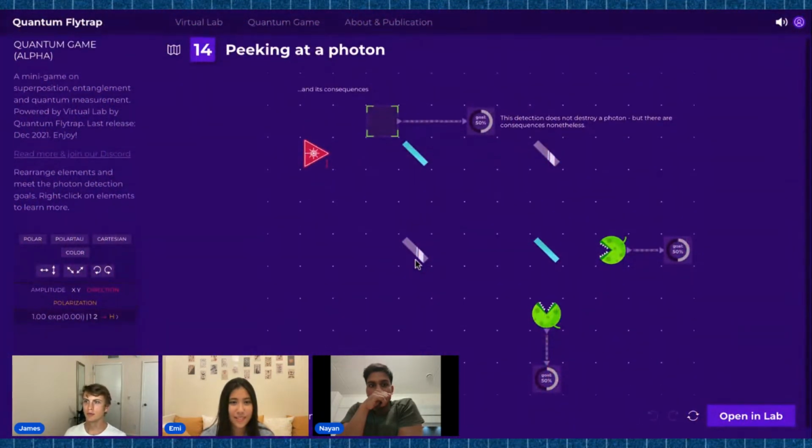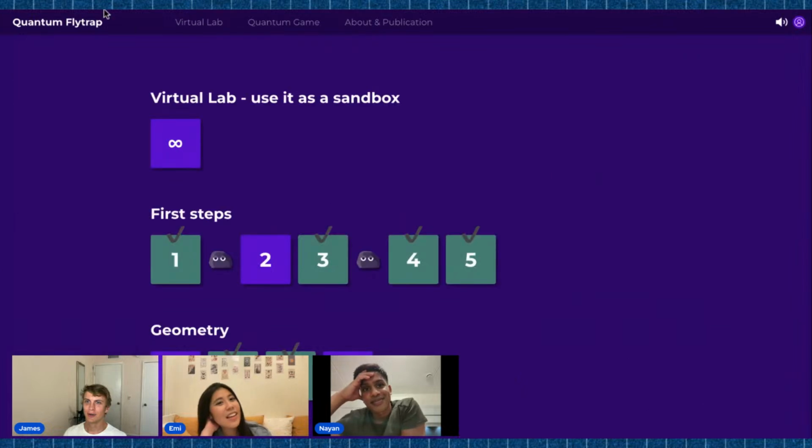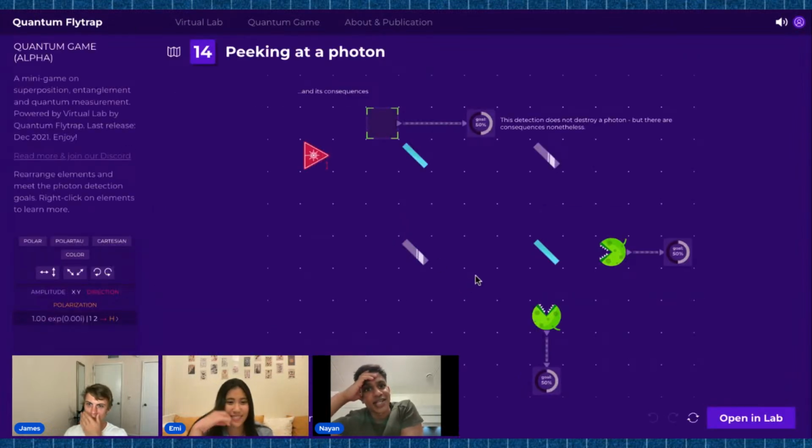Fabulous. Okay. Oh no, this is where my mind just completely went off the rails. Oh, this is peeking at a photon. Okay, so this is when you make an observation. You collapse the wave function, right? Yeah.